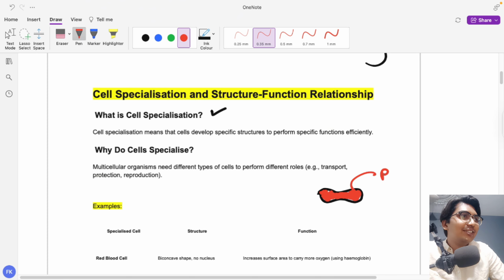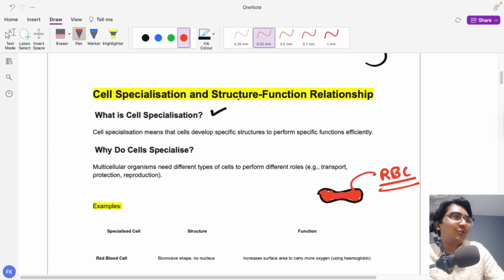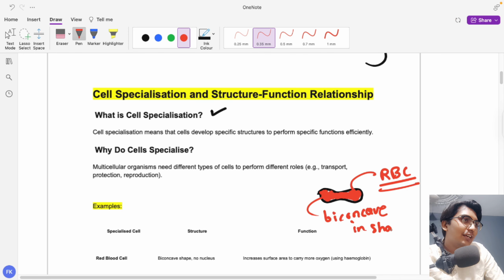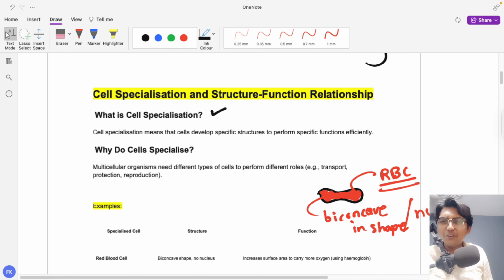So let's look at this thing, RBC, okay? So what do we know about RBC, right? The red blood cell carries oxygen. Every one of us knows that, pretty well. So you can see it is biconcave in shape, and also it doesn't have a nucleus. That is interesting. Now your question should be, why doesn't a red blood cell have a nucleus? Aren't all the cells supposed to have a nucleus?